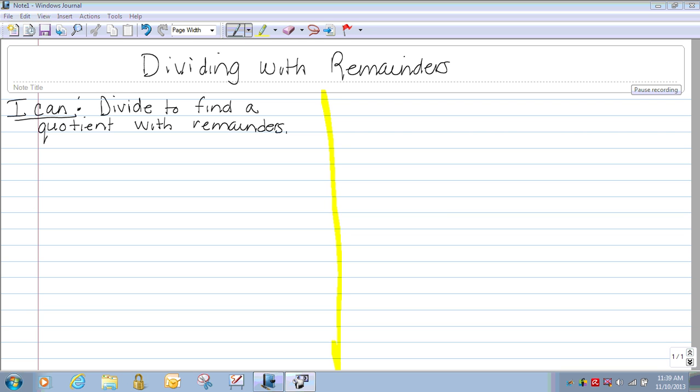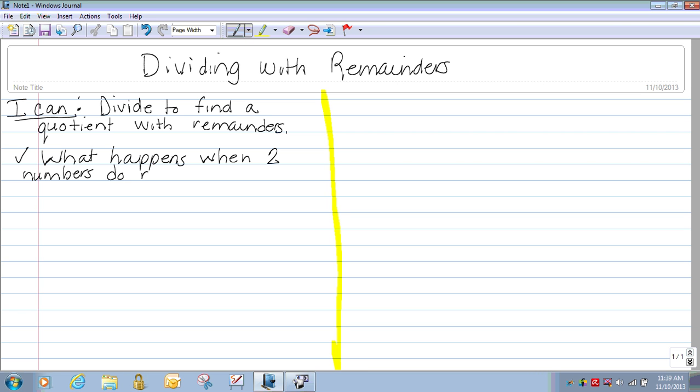Okay, we still need to remember that quotient is the answer to a division problem. And we need to find out what happens when two numbers do not divide equally. Well, what happens is you have something called a remainder.